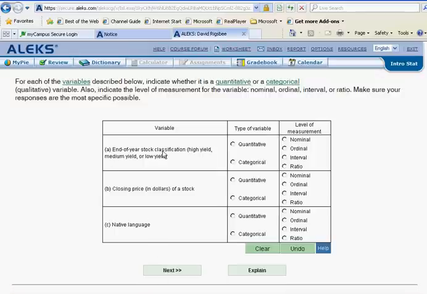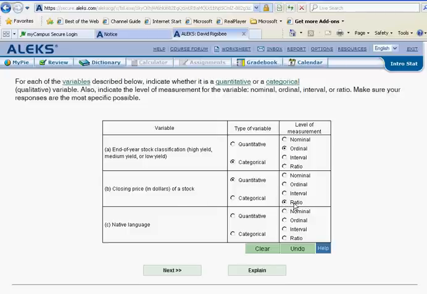Okay, the end of the year stock classification: high yield, medium yield, or low yield. Well, there's no numbers here, so that must be categorical. We can see, though, that high yield is better than medium yield. There's an order there. So this data is ordinal. Down here, closing price in dollars of a stock. Now in this case, dollars is a number. It's quantitative, and furthermore, these numbers are ratio, because if our stock is worth $2 a share, that would be twice as much as if it were $1. And obviously, if the price falls to zero, we know that stock is worthless. So we have ratio data, which is the best.